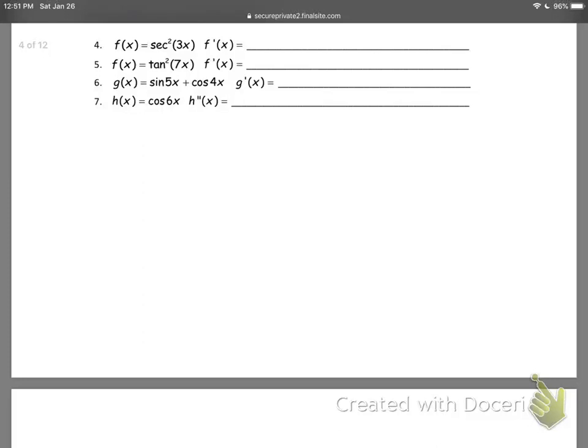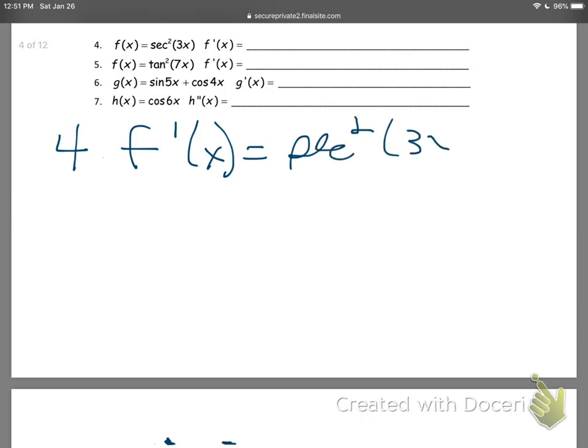Okay, in this video we're going to do the trig section of the chapter 1 review. So question 4 we're going to do down here. They want you to find the derivative. So let's see what we have. Okay, so I'm going to rewrite it. So I have f of x equals secant squared 3x.